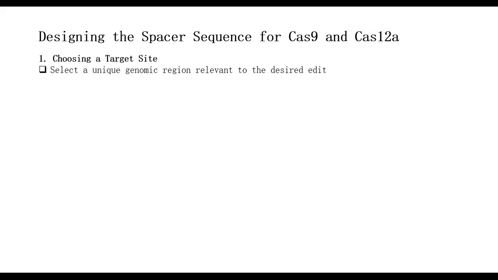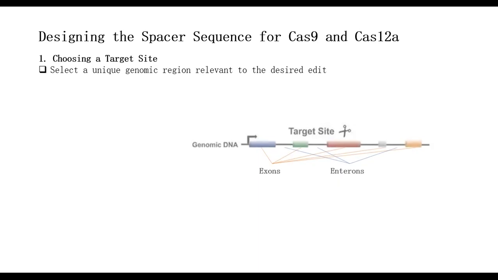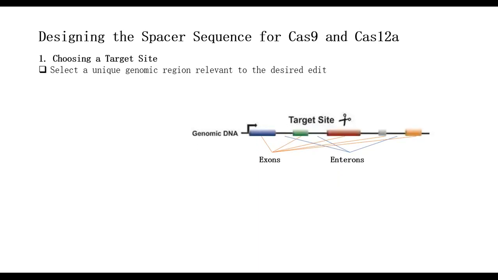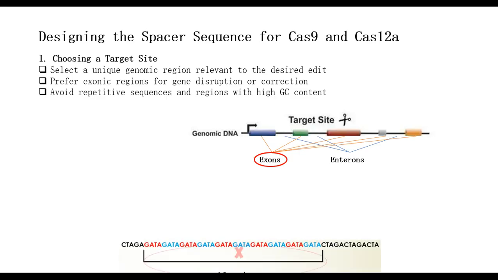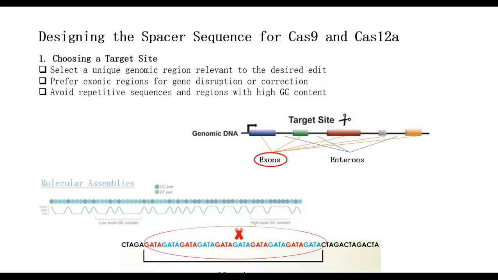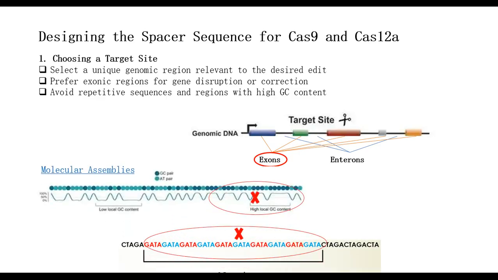When designing the spacer sequence for Cas9 or Cas12a, a few key principles guide the process. First, choosing a target site. Select a unique genomic region that's relevant to the intended edit. Exonic regions are preferred when the goal is gene disruption or correction. It's best to avoid repetitive sequences and regions with excessively high GC content, which can reduce targeting efficiency.